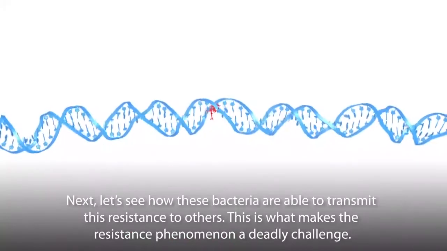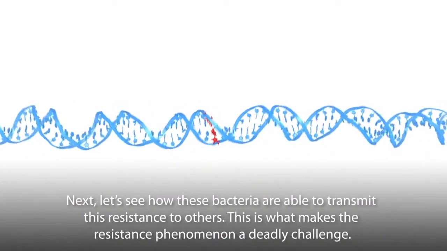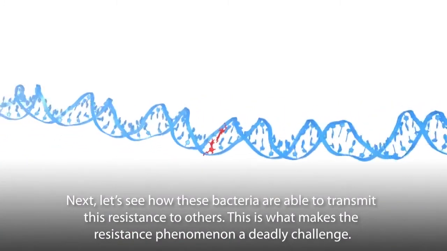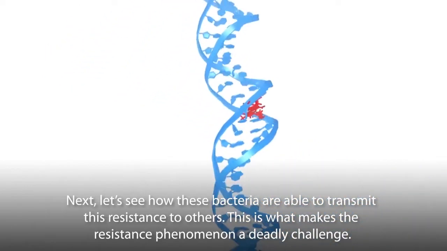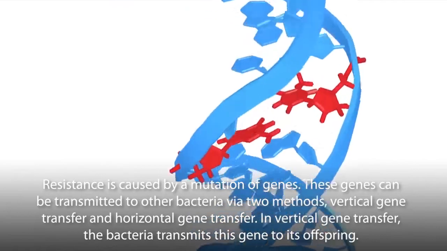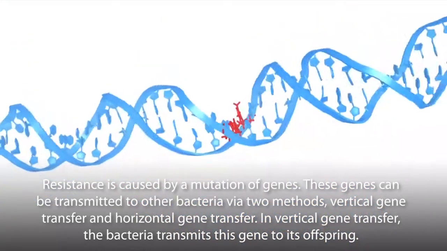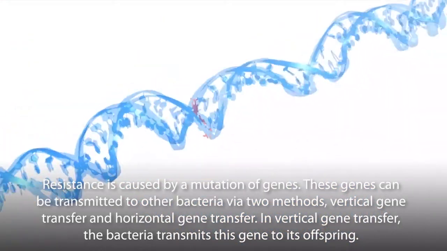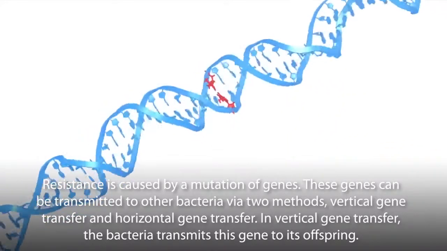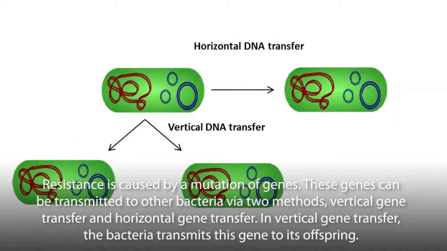Next, let's see how these bacteria are able to transmit this resistance to others. This is what makes the resistance phenomenon a deadly challenge. Resistance is caused by a mutation of genes. These genes can be transmitted to other bacteria via 2 methods: vertical gene transfer and horizontal gene transfer.